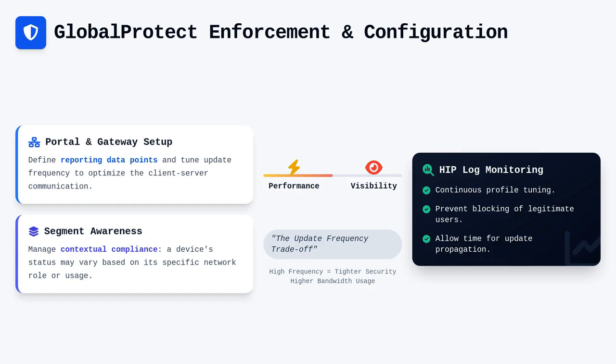Effective enforcement relies on proper configuration within the GlobalProtect portal and gateway. The portal must be configured to inform the client which data points to report, and the frequency of these updates should be tuned to balance performance against visibility. Frequent updates provide tighter security, but increase bandwidth consumption on the remote link. You must also account for scenarios where a device might be considered compliant in one network segment, but not another, depending on its specific role or usage. Regular monitoring of the HIP logs is necessary to tune your profiles and avoid blocking legitimate users who may still be in the process of applying updates.